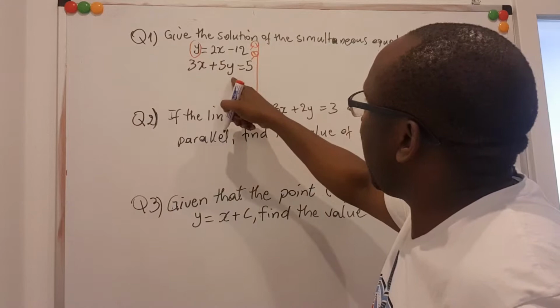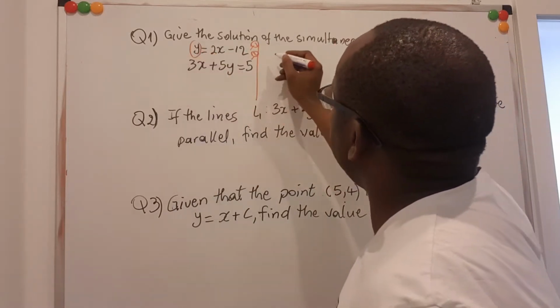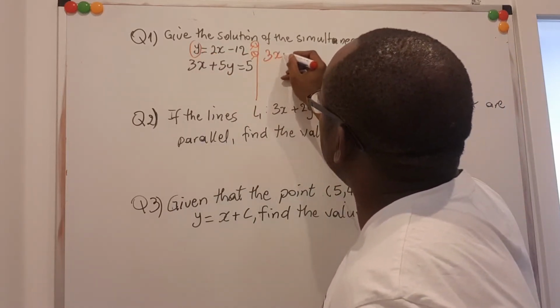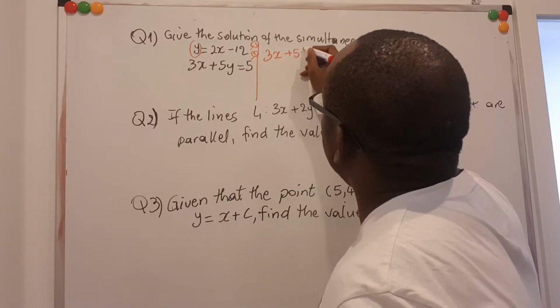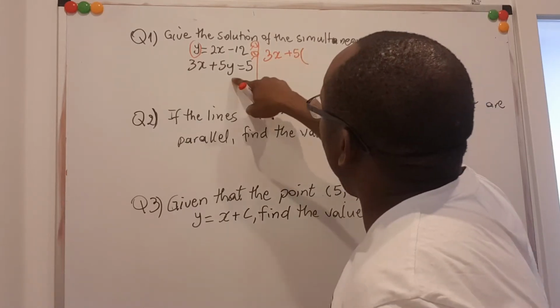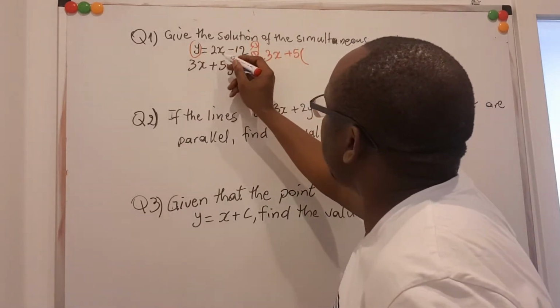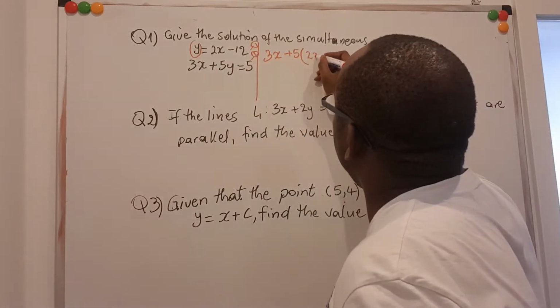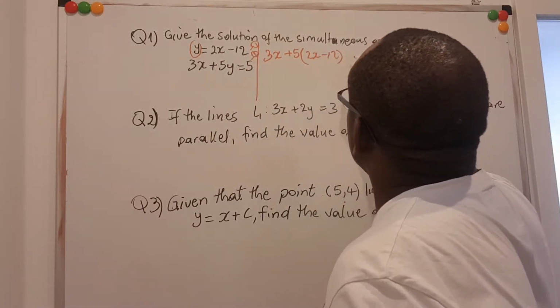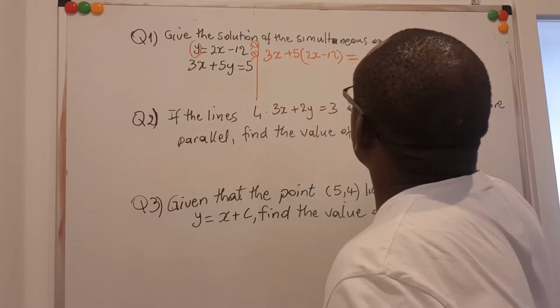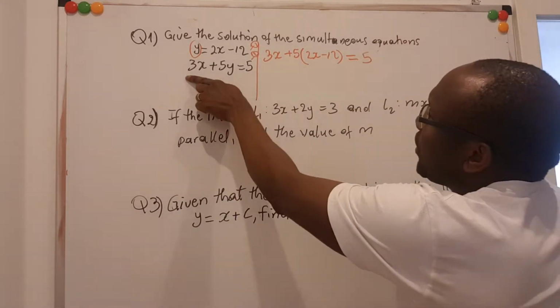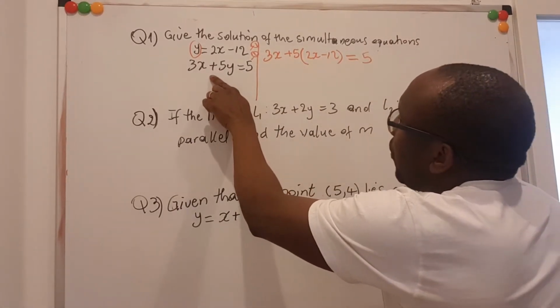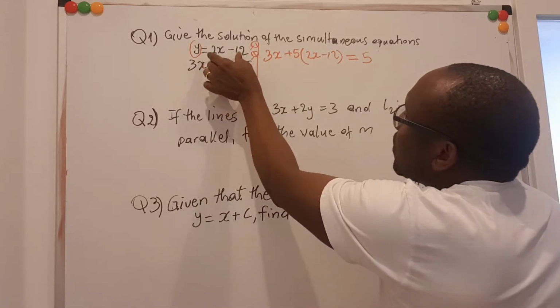So I will replace y in this equation 2 with what is there. I'll write now 3x plus 5, and here y is given by this. Y is 2x minus 12, so I put 2x minus 12, and this should be equal to 5. So I took this equation here, 3x plus 5, but I replaced y with what was here.